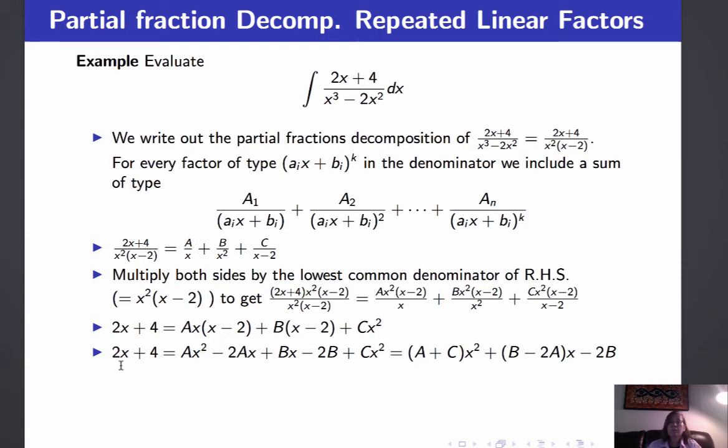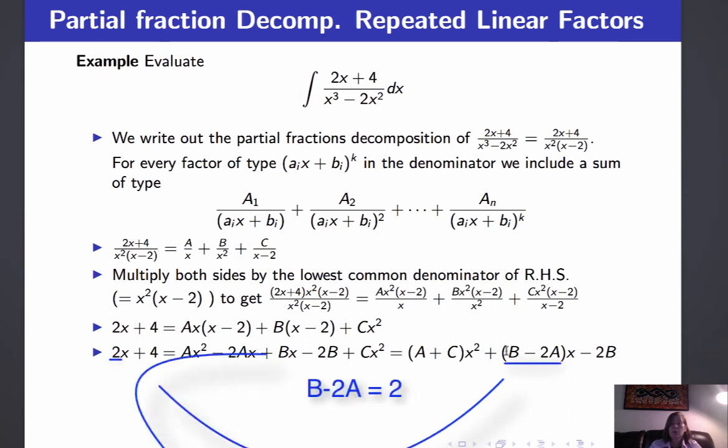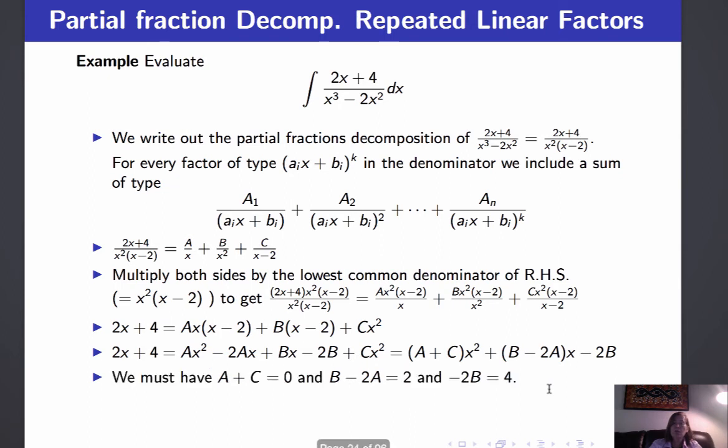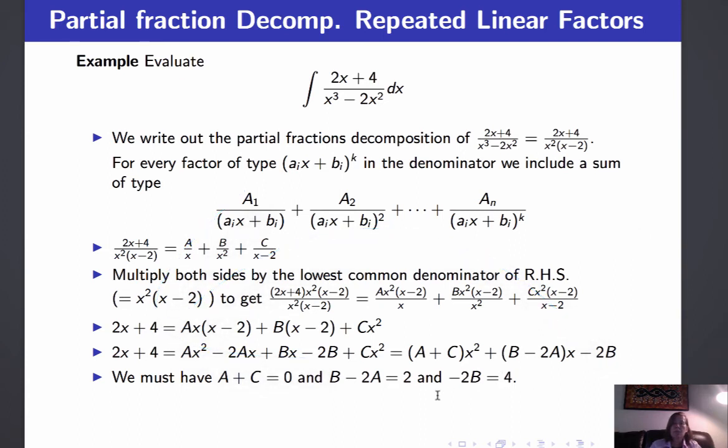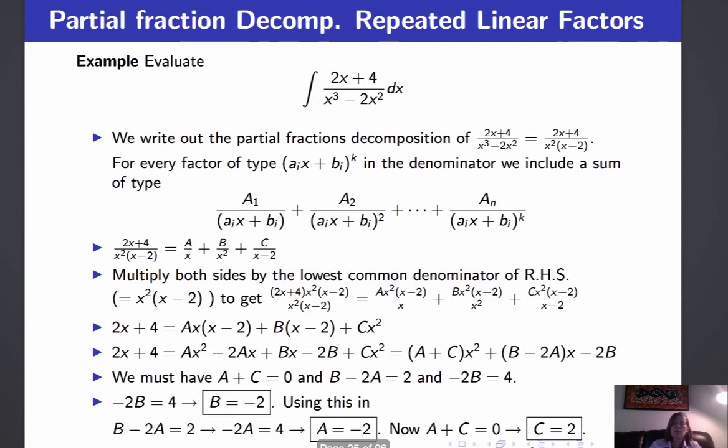And as I mentioned before, when two polynomials are equal, then the coefficients of the powers of x have to be equal. So the coefficient of x squared on the left is 0, so a plus c has to be 0, and the coefficient of x is 2, so 2 has to be equal to b minus 2a, and the constant term on the left is 4, so we have minus 2b equals 4.